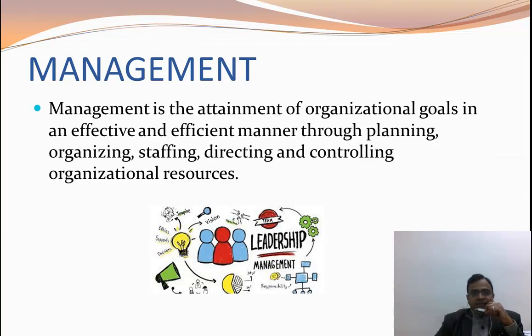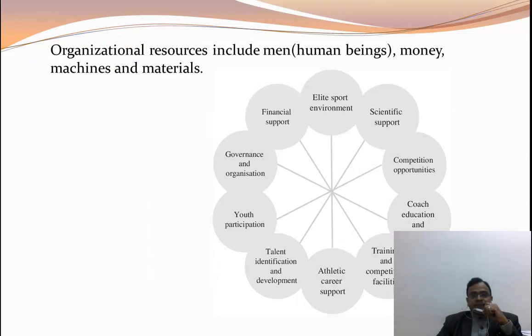Then using organizational resources. So what do we include in resources? These are the organizational resources. Here, elite support environment, then scientific support, then competition opportunities, coach education and provisions, training and competition facilities, athletic career support if some sport event is there, sport type of management, talent identification and development. This is the crucial factor in any organization, that is talent identification and development of talent also.